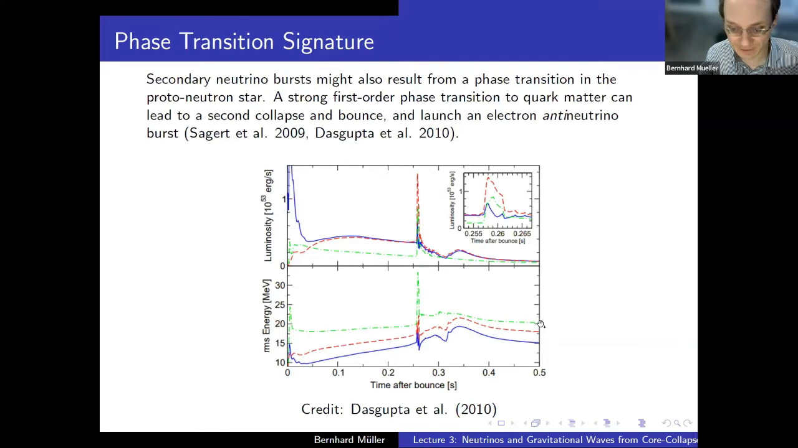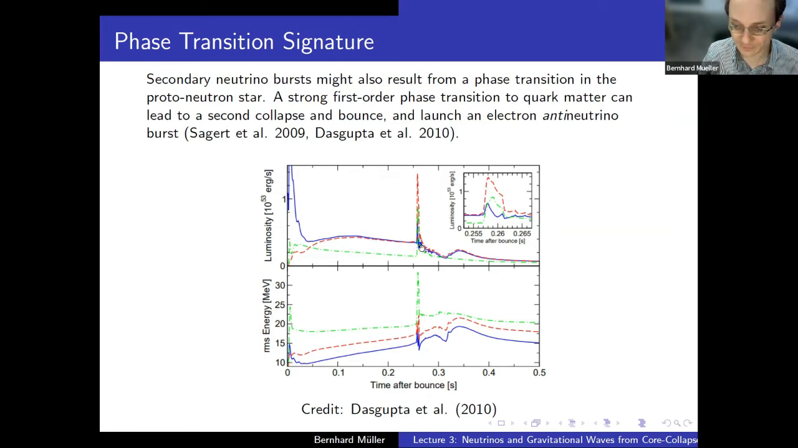Some of these signals can be a bit ambiguous, and I'm bringing this up also because someone asked about this scenario yesterday. For example, it has been speculated that you could have a first order phase transition to quark matter when you get to sufficiently high densities, and that could lead to a second collapse of the neutron star and launch another shock wave from the rebound of that second collapse, which would then make another neutrino burst.